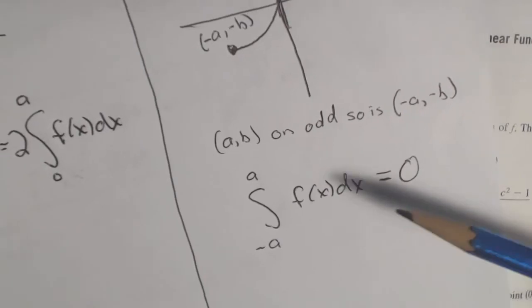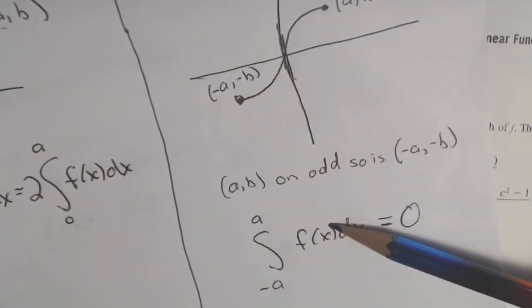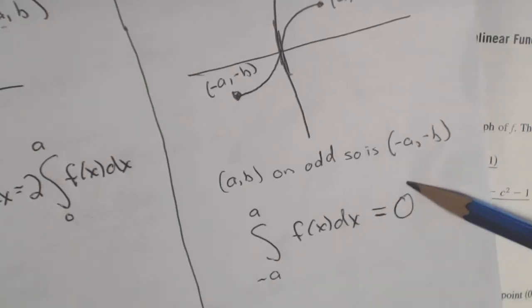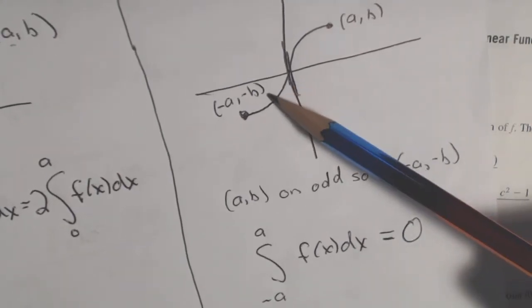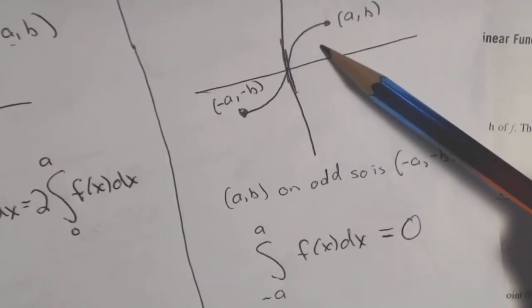There's also a real nice benefit when you're doing integrals in that the integral from negative a to positive a for any odd function f of x is always 0. That's because there's just as much area below the x-axis right there as there is above the x-axis over here.